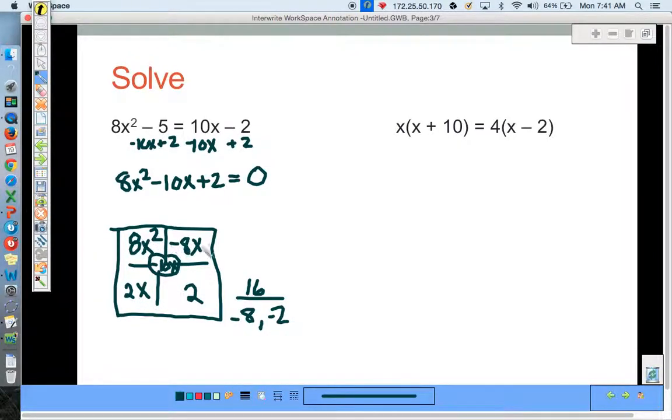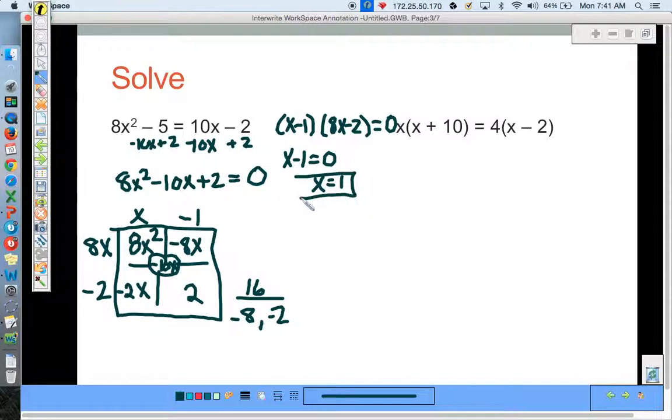So what is our GCF of this top row? Well, 8x times x minus 1, 8x times minus 1 is negative 8x. Oh, this was supposed to be negative 2x. There we go, negative 2. And negative 2 times 1 is negative 2. So it factors into x minus 1 times 8x minus 2 equals 0. And then we set each parenthesis equal to 0. So x minus 1 equals 0, so x equals 1. And 8x minus 2 equals 0, so x equals 2/8, which reduces down to 1/4.